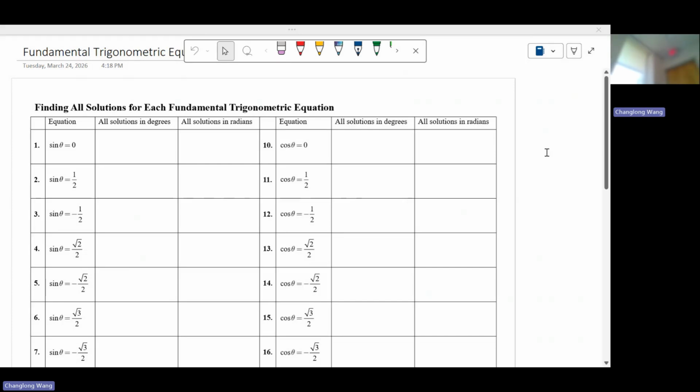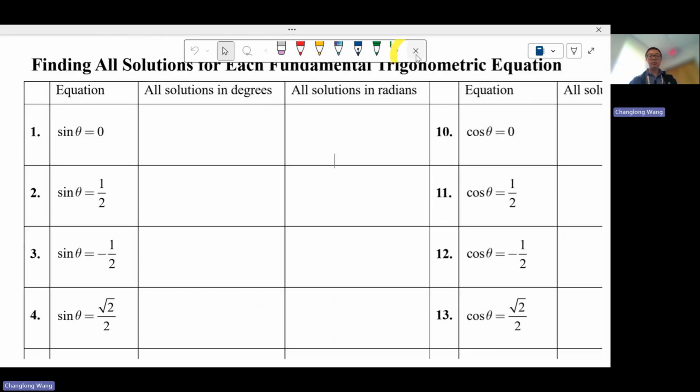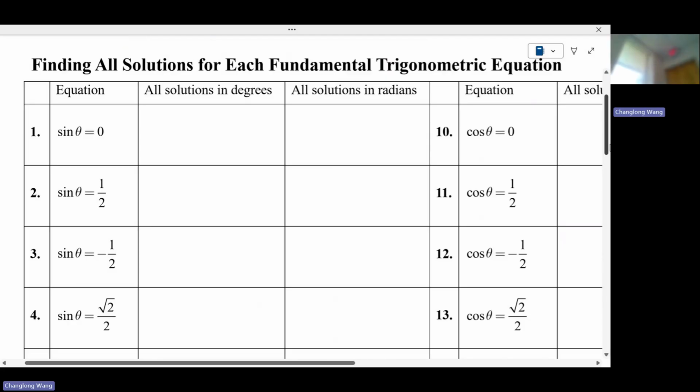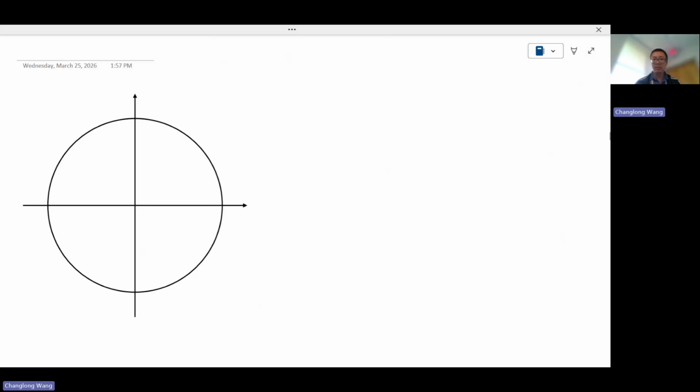Let's take a look at number 2 on that reference sheet. Basically, I want you to be able to solve fundamental equations which are in such a form when we have sine theta equals a number. And I want you to find all possible angle theta. There will be infinitely many, and that's probably what bothers people. So let's do that together. All right, so that's number 2.